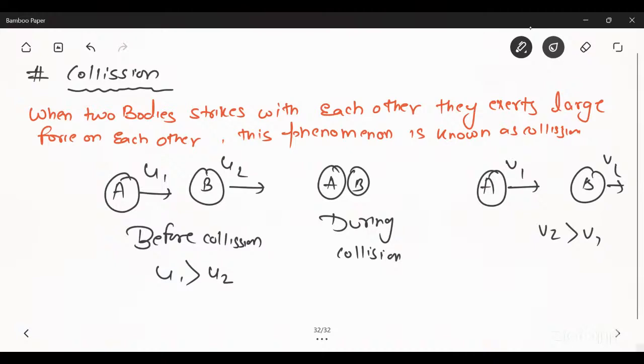The velocity will be transferred. Before the collision, the body which moves fast will move slower after collision. And the body which moves slower before collision will move faster after collision.